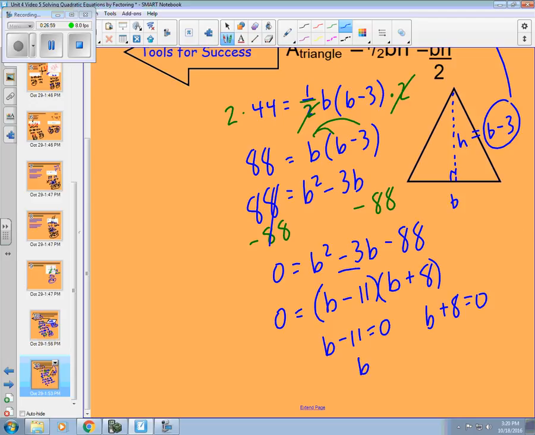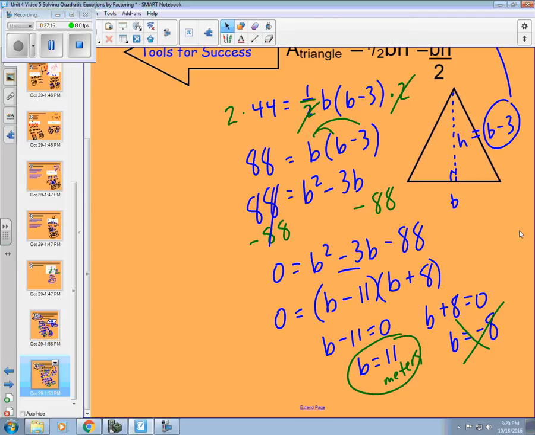So doing that, we get a base of 11 or a base of negative 8. We don't want to use the negative one. We can't have a negative length. So it looks like the base length here is going to be 11 meters. And then if we substitute that back in up here for the height, if we got 11 minus 3, that means our height's going to be 8. And that would be in meters as well. All right, try some of them out now on the practice.